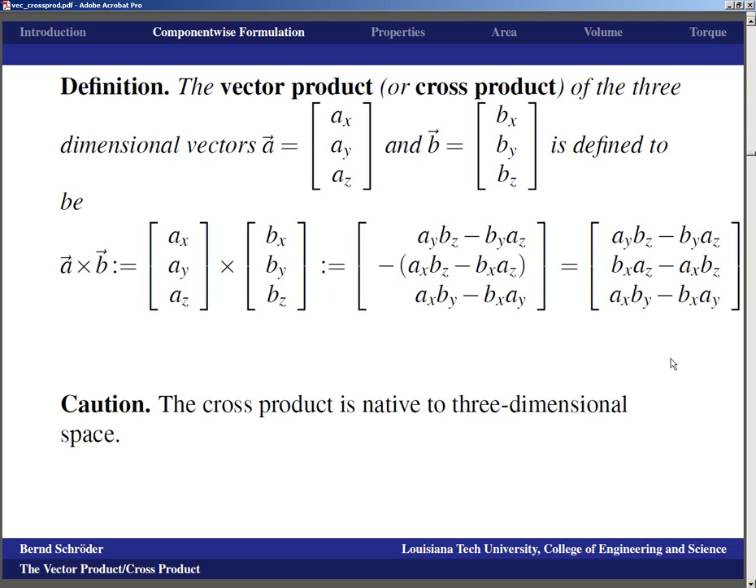Another quick word of caution is that the cross product is native to three-dimensional space, meaning you can't compute cross products of vectors in two-dimensional space unless you embed them in three-dimensional space, with an artificial zero component in the z component, which is something that we will sometimes do. And at least in this fashion, you cannot compute cross products of 4-dimensional vectors, 5-dimensional vectors, and so on. That's where things get really, really subtle.